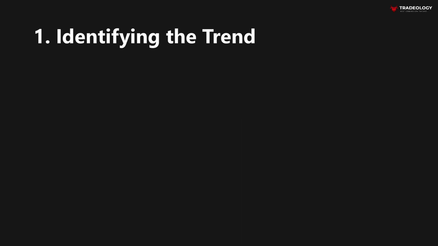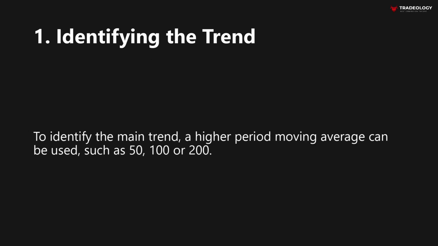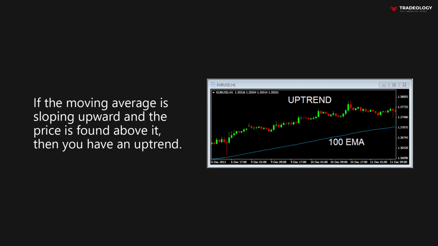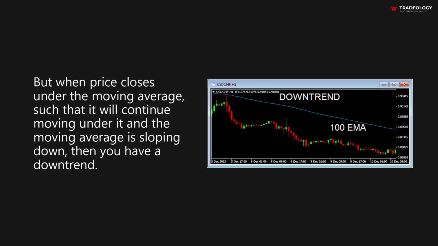Firstly, to identify the trend. To identify the main trend, a higher period moving average can be used, such as a 50, 100, or 200. If the moving average is sloping upward and the price is found above it, then you have an uptrend. But when price closes under the moving average, such that it will continue moving under it, and the moving average is sloping down, then you have a downtrend, as in the image.